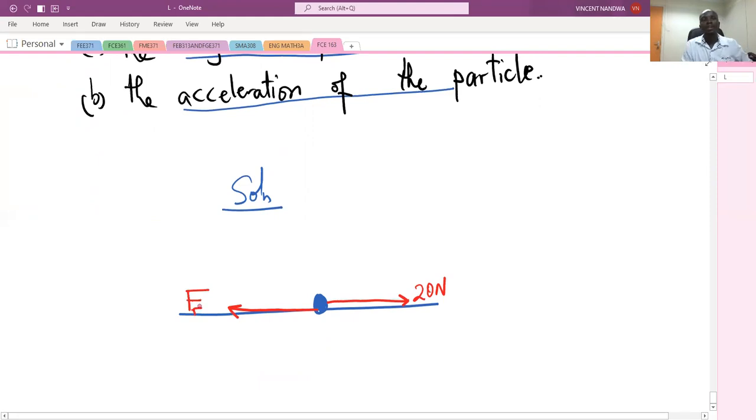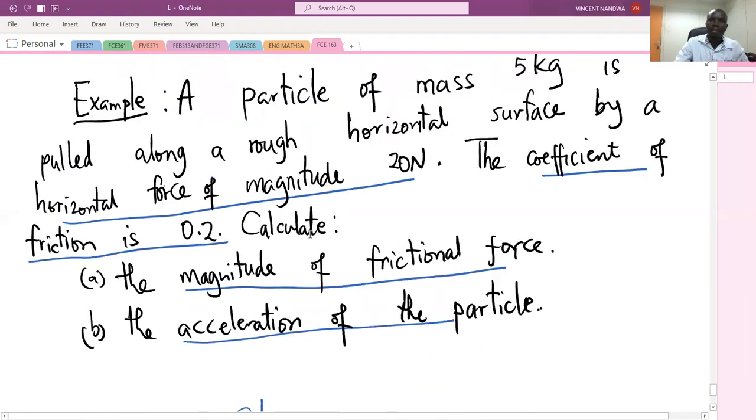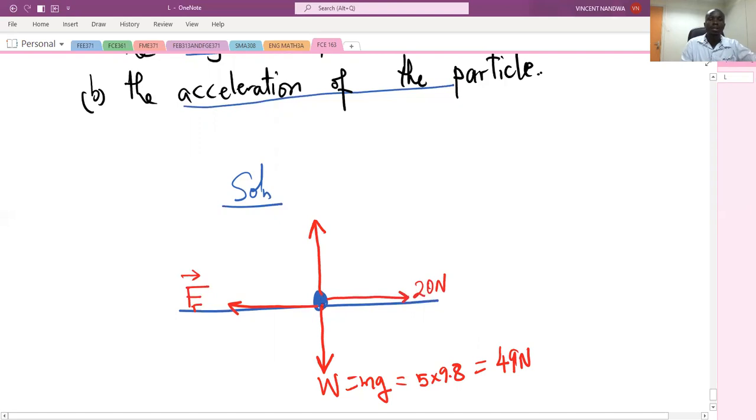Let's write Fr to mean frictional force. Then the mass of the object is 5 kilograms, so the weight, which is mg, is 5 times 9.8, which is 49. So the weight is 49 newtons, and the normal reaction is a force acting perpendicular to the surface, and in this case, opposite to the weight. So this is the normal reaction, R.